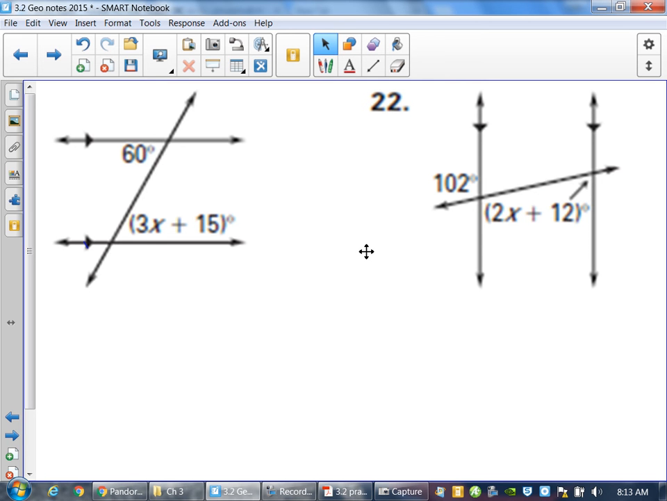So again, guys, just pick a spot. One second, Wiz. Pick a spot. All you do is pick your spot, do the vertical, alternate interior, and vertical. Those two have to be equal. Set them equal to each other.